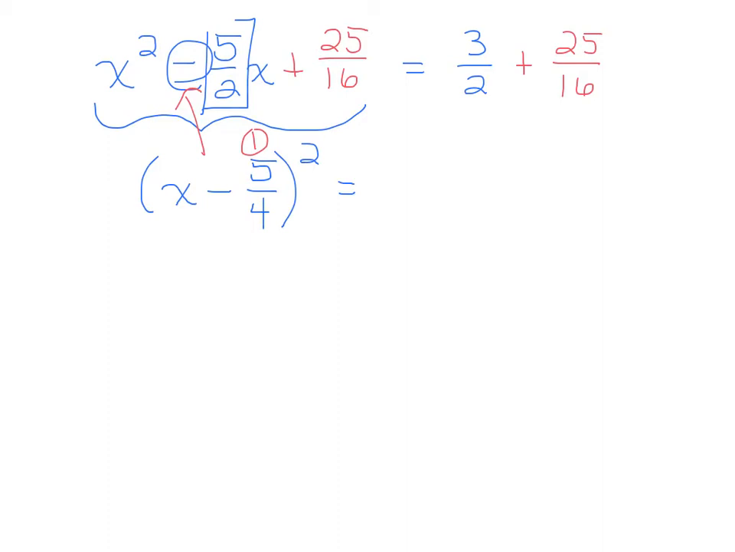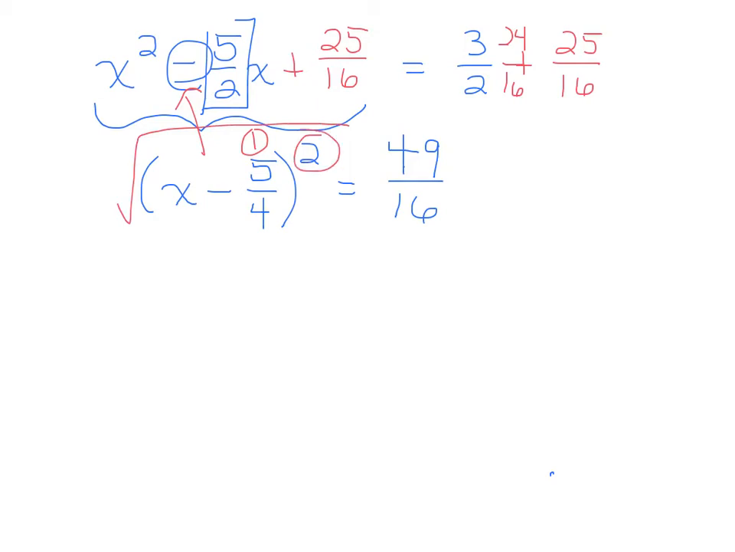Let's go ahead and combine these two together. 3/2 is the same thing as 24 over 16. 24 plus 25 is 49 all over 16. Now we're going to solve for x by taking the square root of both sides.